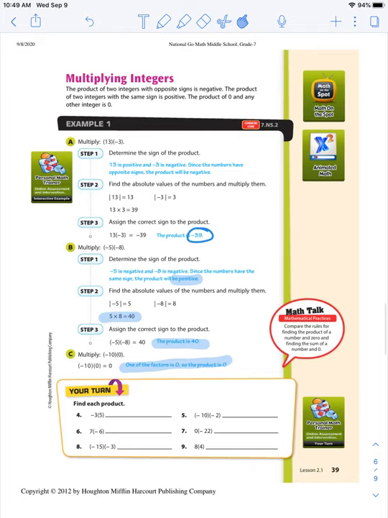All right, your turn. Pause the video, see if you can do numbers 4 through 9 all by yourself. Play it to see if you got it right.